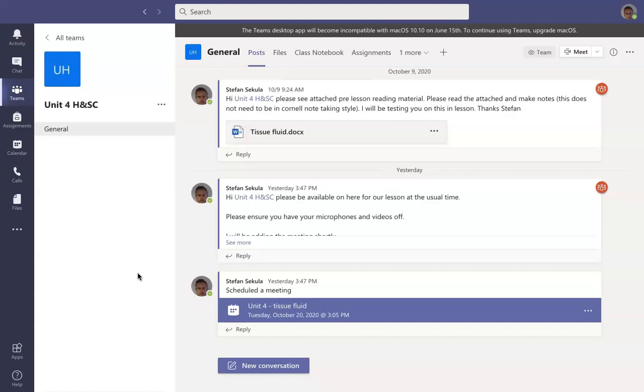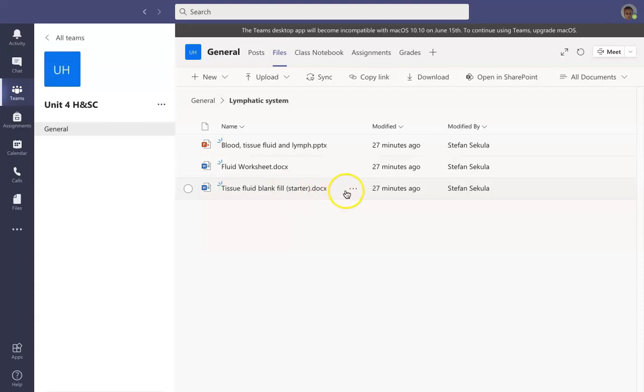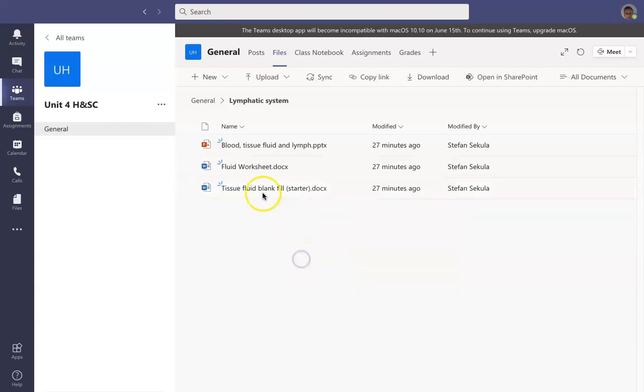Before I go through what we're doing today, this is your team's general chat. If you go to files for me, lymphatic system, could you please download the tissue fluid and blank fill starter and also download the fluid worksheet. The PowerPoint I'm going to go through on this screencast, so you don't need to download it, but if you'd like to, that's absolutely fine.